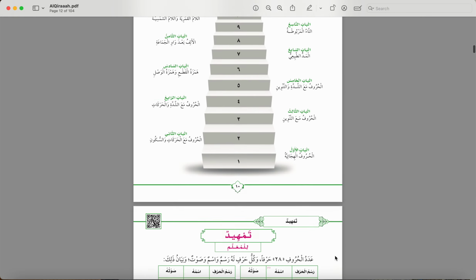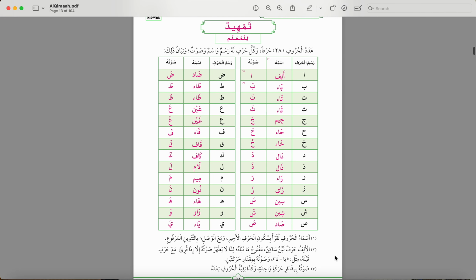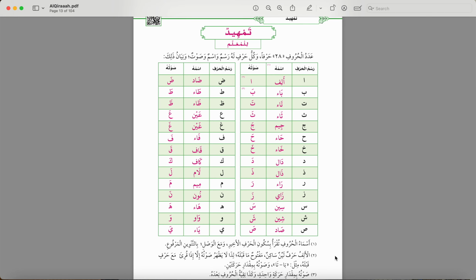And in the Arabic letters, we have 28 letters. And these 28 letters are broken into three categories. The rasm al-harfi, right here, how the letter is shaped, how it's written. Ismuhu, the name of the letter. And the name of the letter is read when it's sukoon. Okay, which we'll get there in that lesson. And sautuhu, the sound of the letter.